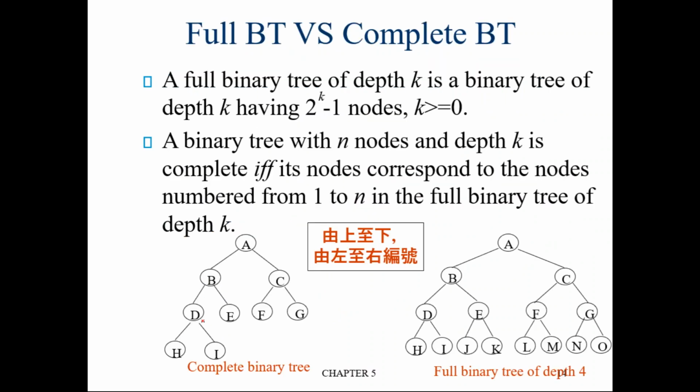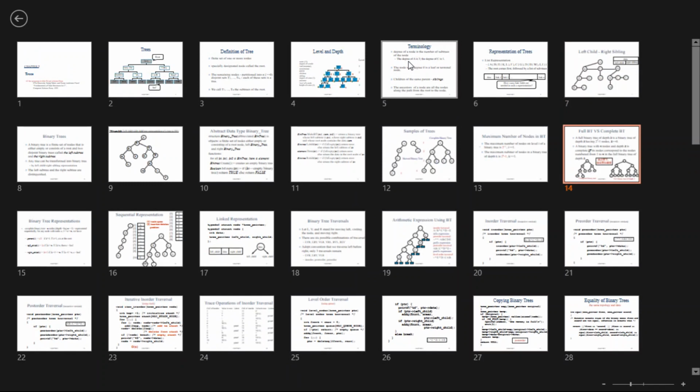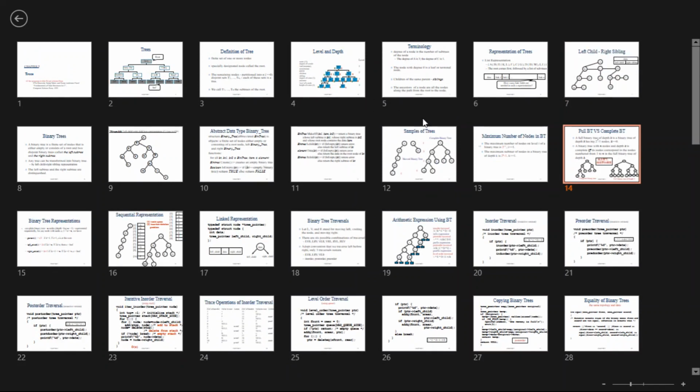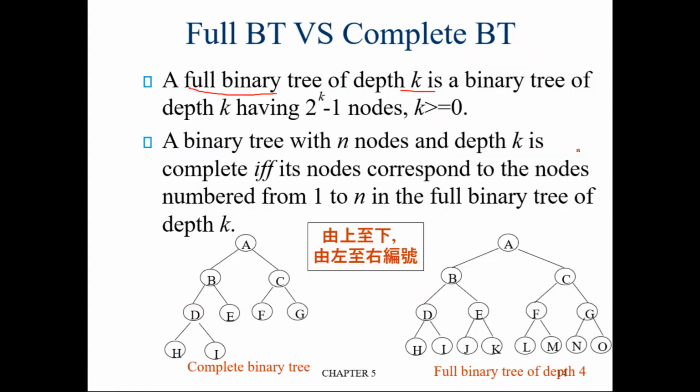Now let us try to understand what is meant by a full binary tree. A full binary tree is one where, if the depth of the binary tree is k, then it should have 2 to the power k minus 1 nodes. Such a binary tree is called a full binary tree. So what is a full binary tree? If the depth of a binary tree is k, then it should have 2 to the power k minus 1 nodes. If that condition is satisfied, then such a binary tree is called a full binary tree.